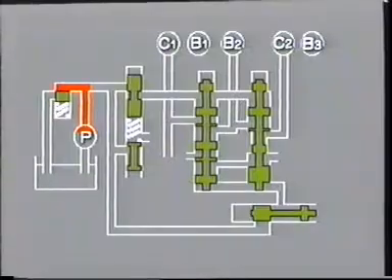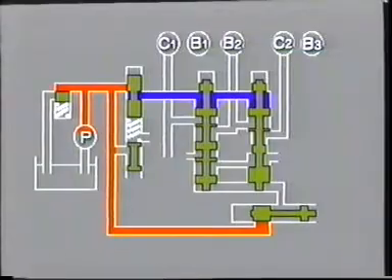The line pressure acts on the throttle valve and the governor valve. The throttle pressure generated by the throttle valve acts on the upper end of the shift valves. And the governor pressure generated by the governor valve acts on the lower end of the shift valves.